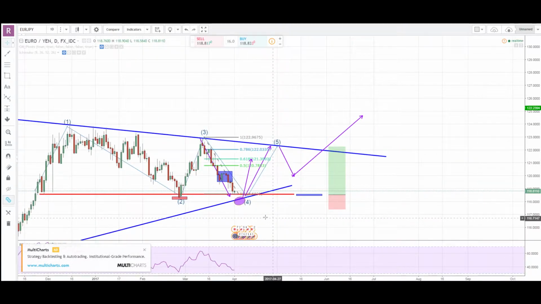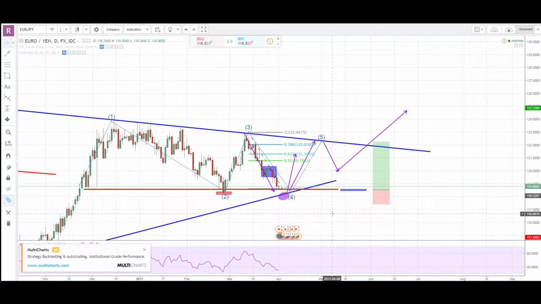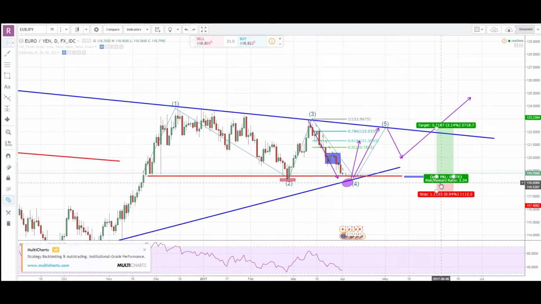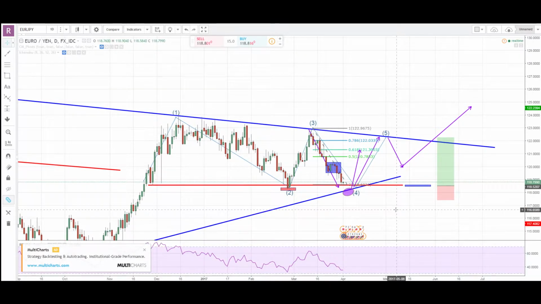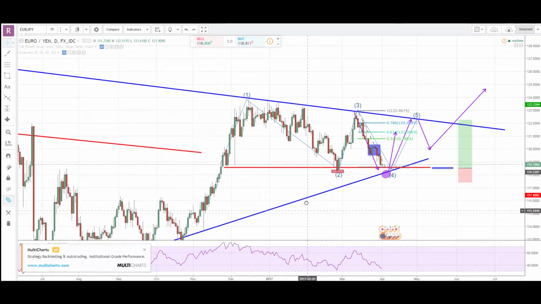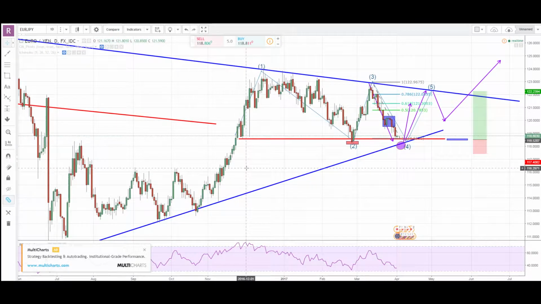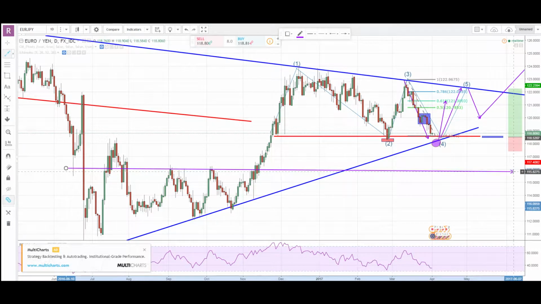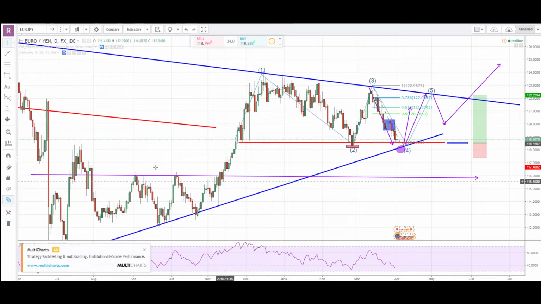Should be nice. Yeah, could be nice. Risk reward 3. And if you wanna be safe, which is kinda risky, I would place the stop right there. You should even get your stop right there, which is cool.